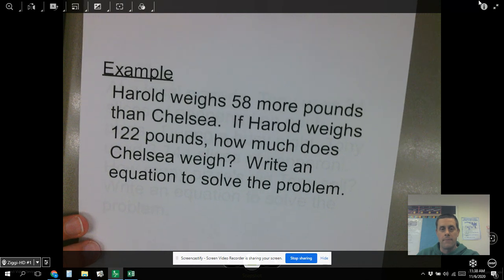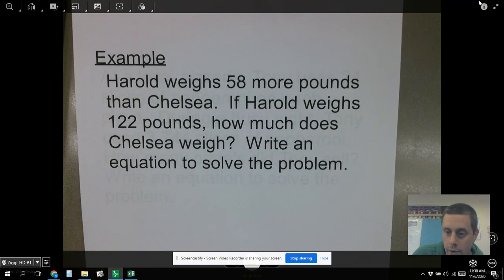All right, let's do another example. Grab a sheet of paper, work it out with me. In this scenario, it says Harold weighs 58 more pounds than Chelsea. If Harold weighs 122 pounds, how much does Chelsea weigh? Write an equation to solve the problem.